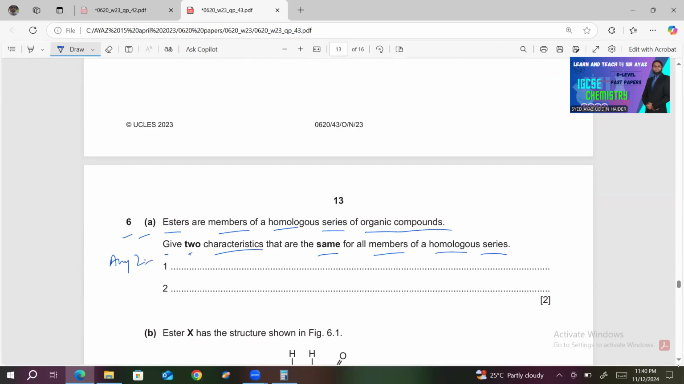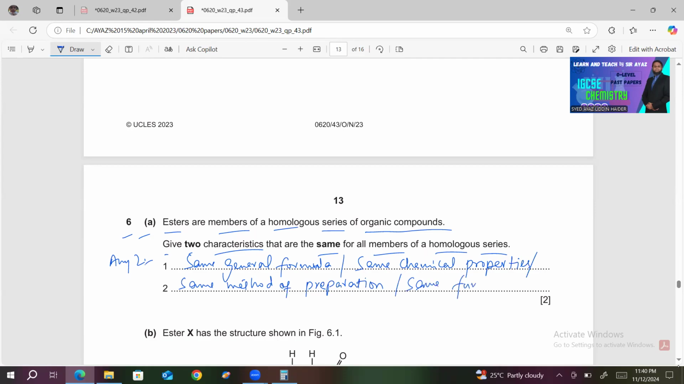Any two. Same general formula. Same chemical properties. Same method of preparation. You can even mention the functional group here. Same functional group.